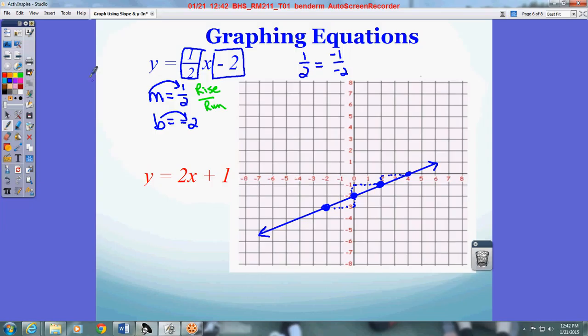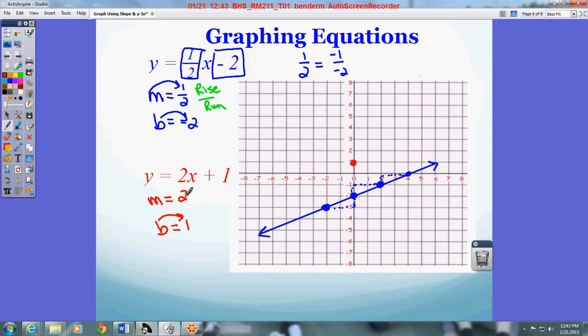Okay, let's try a red one. So I have this time y equals 2x plus 1, so I'm going to start the same way. I'm going to pull out the m and the b. So my m in this case is 2, and my b is 1. So remember, the b stands for begin here. So I'm going to begin on the y-axis right at 1.